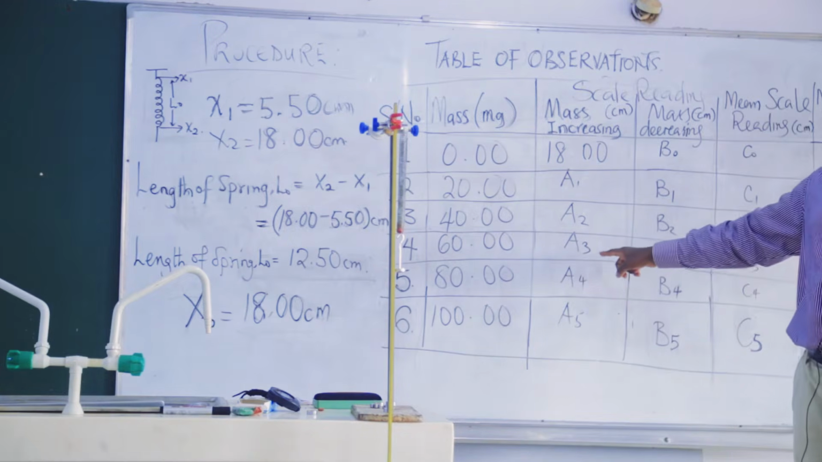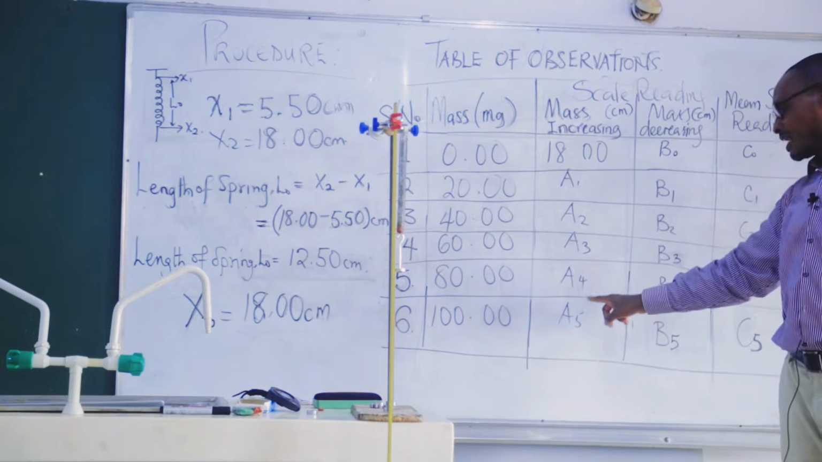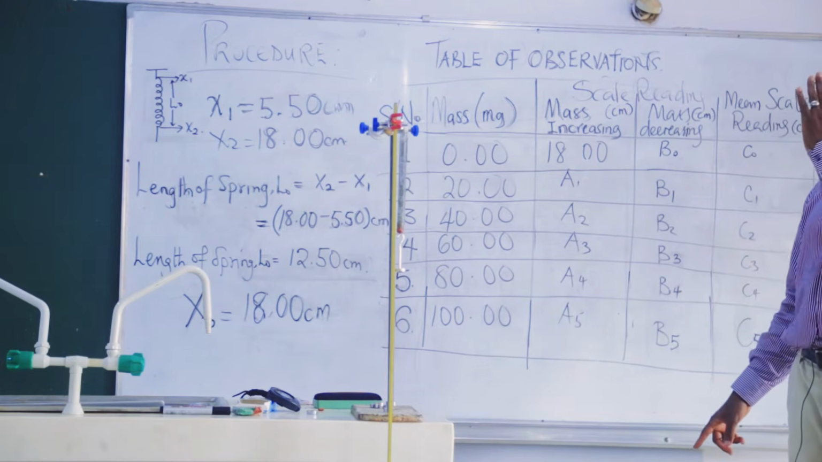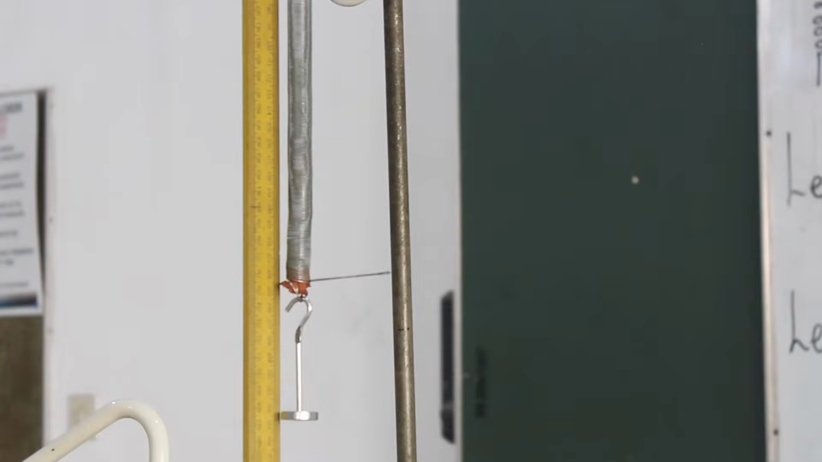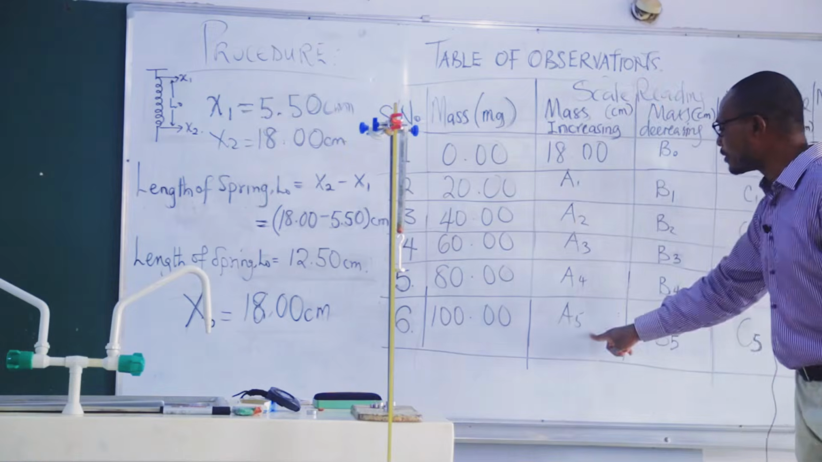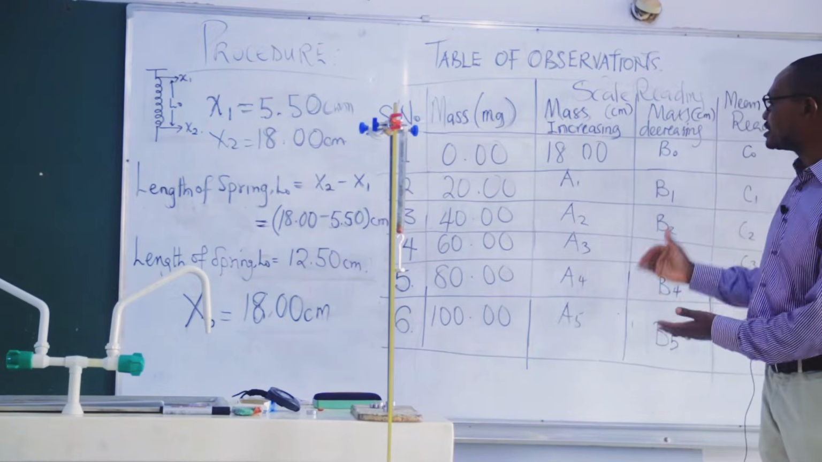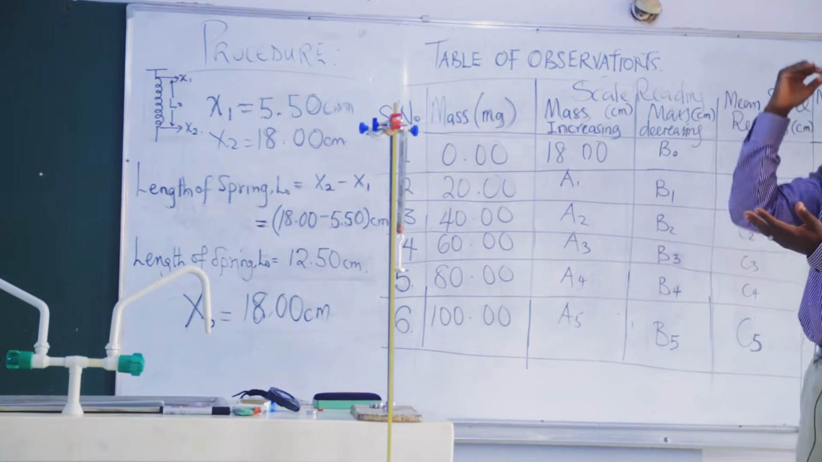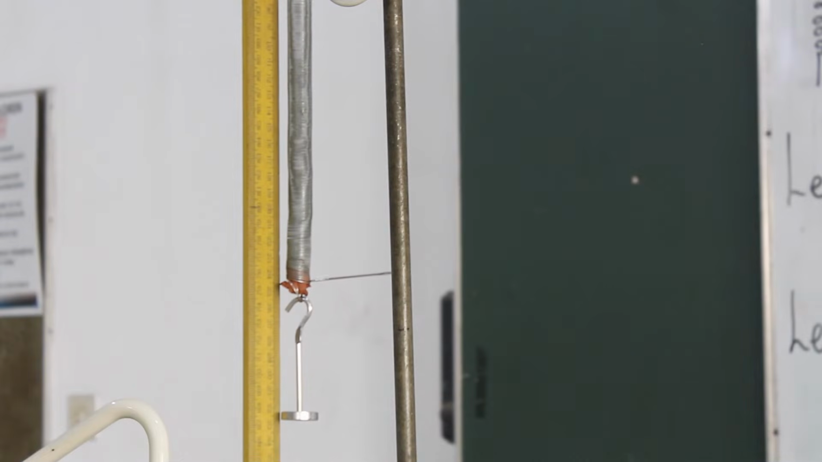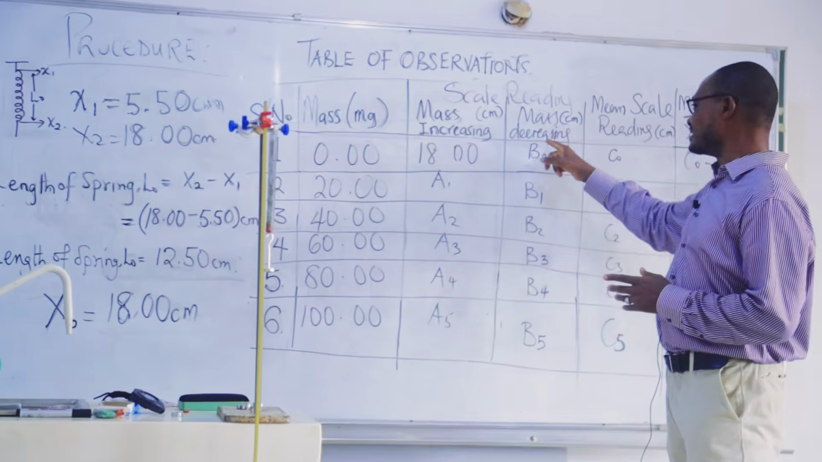Then the next one is going to be A3, A4, and for the last one, because we're going to be giving 100 grams, we're going to have A5. So when we get to this point, you have finished loading the mass. That is mass increasing. Now the next thing we want to do is to come to the second column of the table, which is mass decreasing.